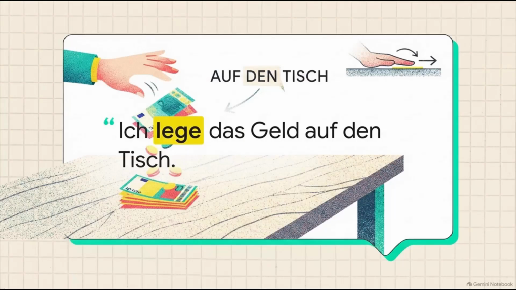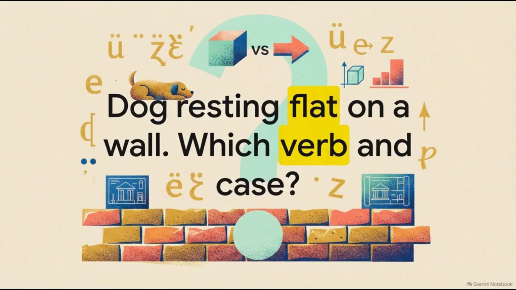Makes total sense, right? Because it's a flat movement onto the table. An action, we use legen and the accusative case, auf den Tisch. Since the table is a masculine noun, der Tisch becomes den Tisch in the accusative. Ich lege das Geld auf den Tisch. Spot on. Okay, scenario 3.